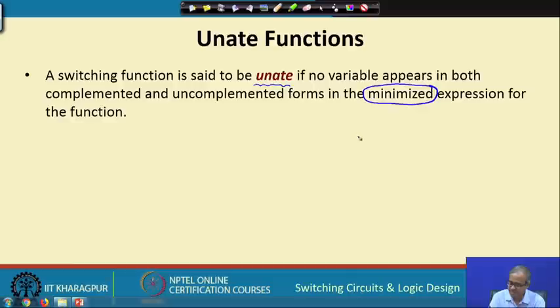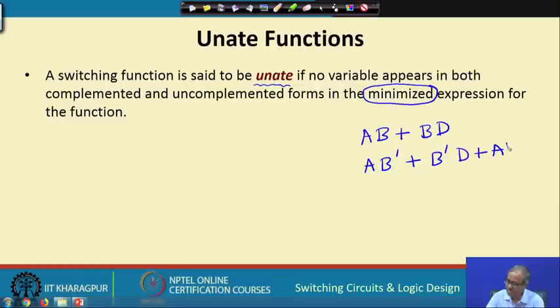Suppose a switching function AB plus BD. This is unate because everything appears in uncomplemented form. Take another example, AB bar plus B bar D, this is also unate. Let us take another term, let us say AD. So, A appears in uncomplemented form, B appears only in complemented form, D appears only in uncomplemented form, this is also unate.